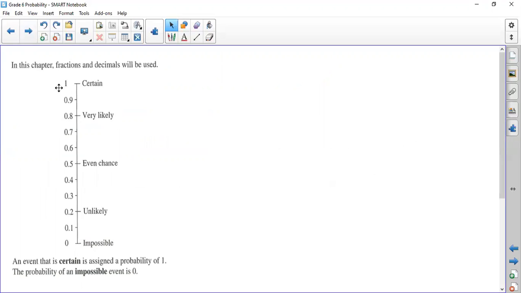If we say that the probability for an event to happen is 1, it means this is a certain event. If it is more than 0.5, it is very likely to happen. If it is 0.5, it means this event has even chances to happen. If it is less than 0.5, it means it is unlikely to happen. And if it is 0, it means it is an impossible event.